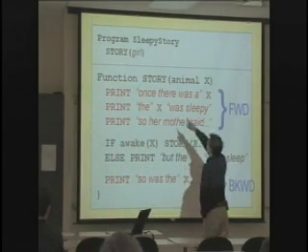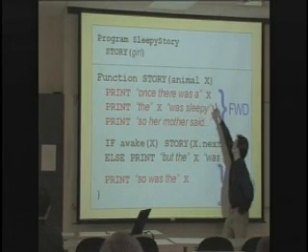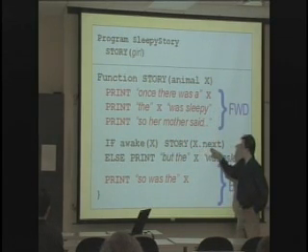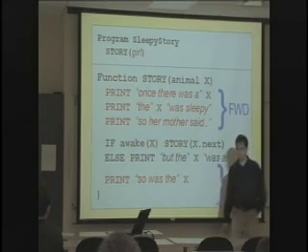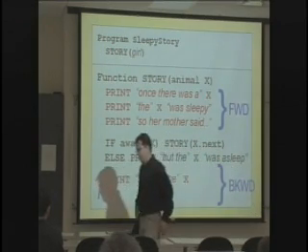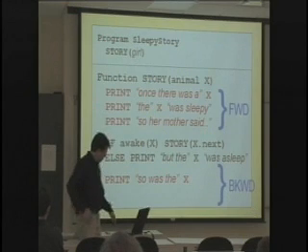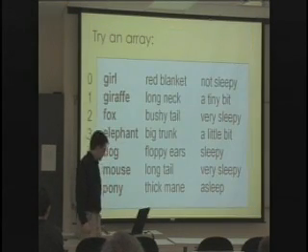let's see. We want to start with the first animal, which is the girl. And then for the next story, we want to go to the next animal. There's different ways we could set that up. Let's do it the simplest way. Let's try an array.